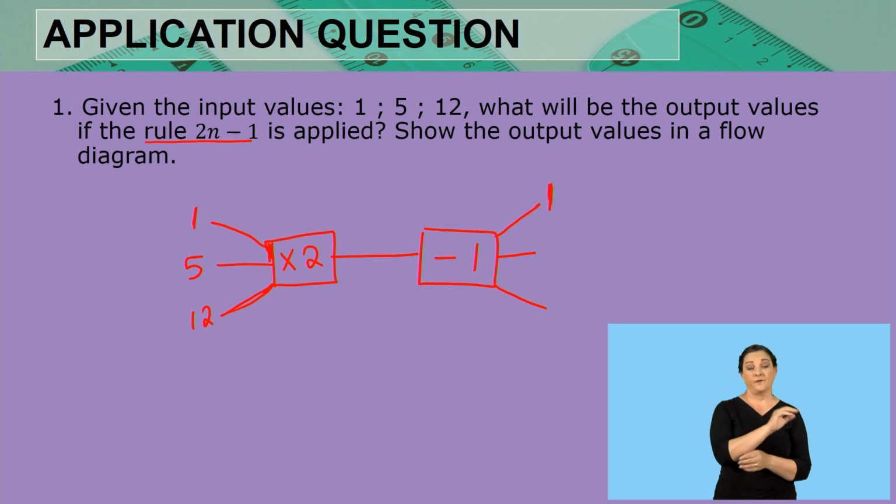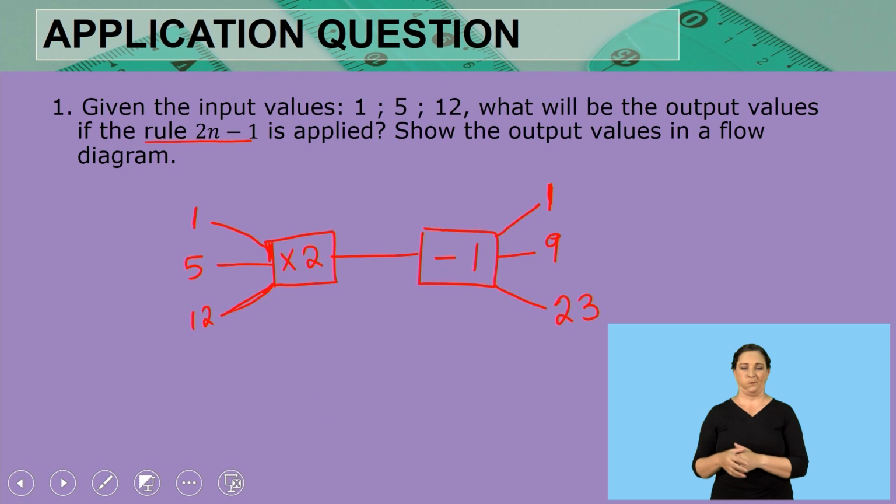Then we have 5 multiplied by 2, that gives us a 10, and when we subtract 1, that is going to give us a 9, and that is our second output value there. And when we say 12 multiplied by 2, that gives us 24, and when we subtract 1, that is going to give us a 23, and that is the output value there.